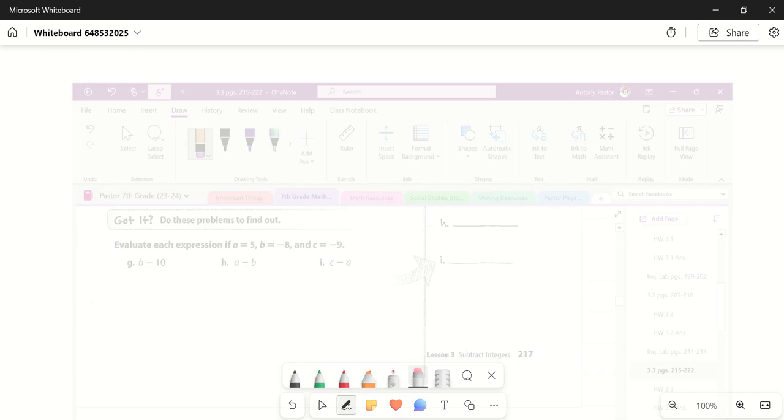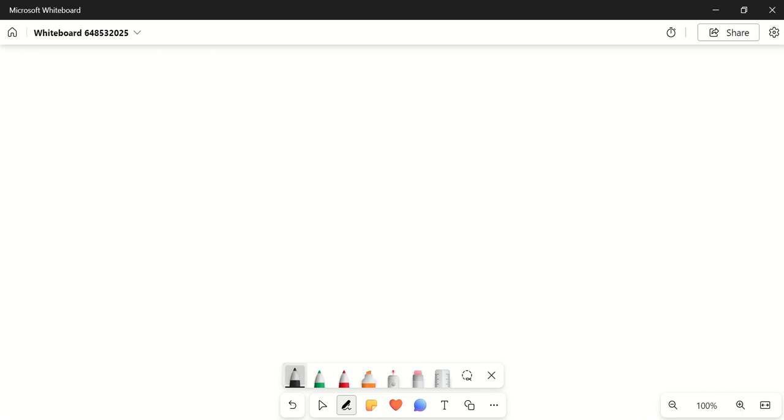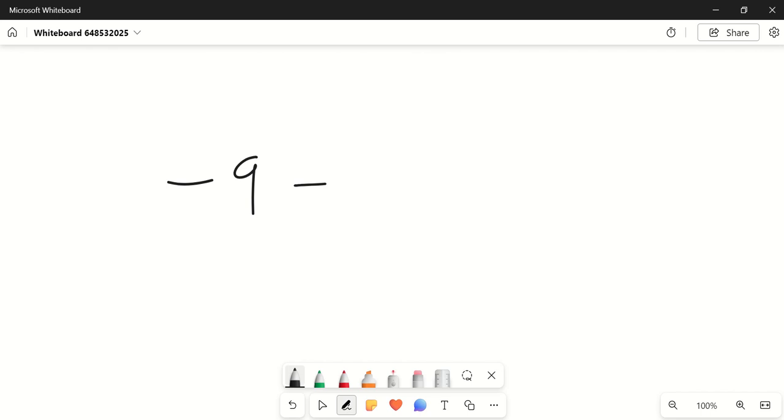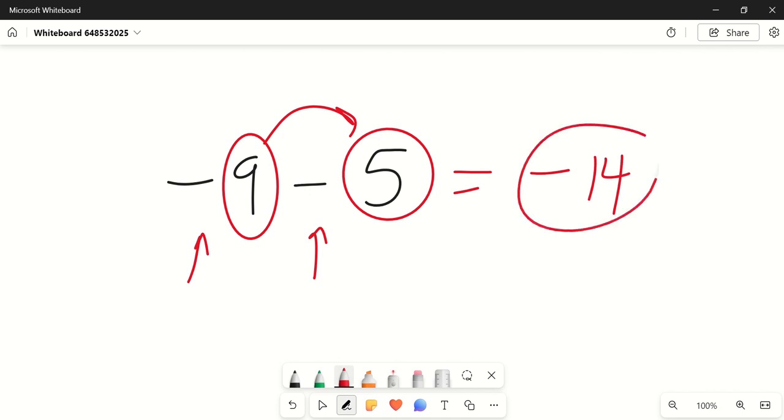And our last example question is c minus a. C being negative 9. So we'll plug in negative 9 minus a, and a equals 5. Again, we have a negative being subtracted. We can just add these two together and make sure that it's a negative answer. 9 plus 5 would be 14. My answer will be negative 14.